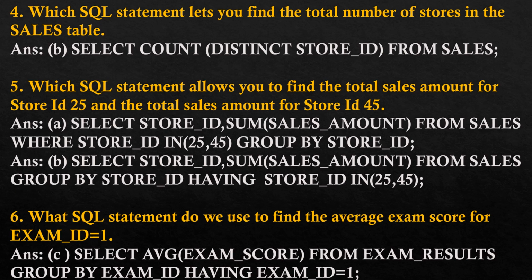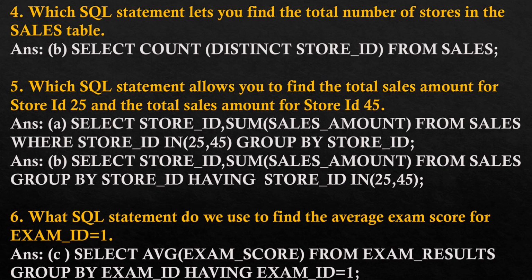Now which SQL statement allows you to find the total sales amount for store ID 25 and the total sales amount for store ID 45? So here you can see there are two options which will give you the correct result. First is option A, that is select store ID, comma, sum of sales amount from sales where store ID in 25, 45, group by store ID. This is the correct option.